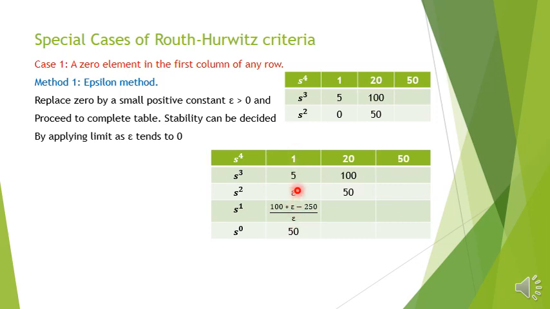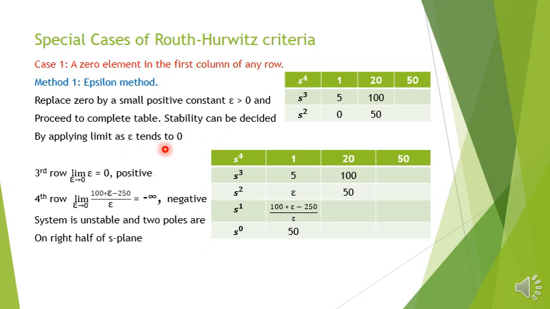Now the question is, what is the sign? Because we are not interested in the value, the sign is important because the stability depends on the sign of the first column. If all elements have the same sign, then the system is stable. If there are sign changes, the system is unstable. So I need to find the sign here. For this, we have to apply the limit.